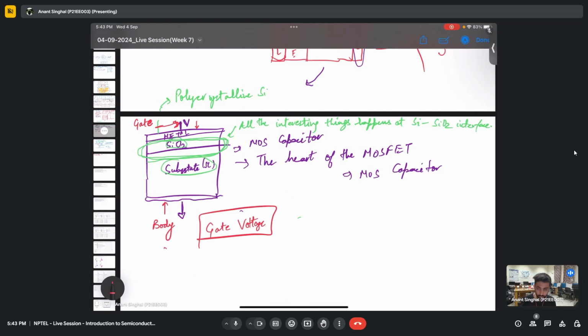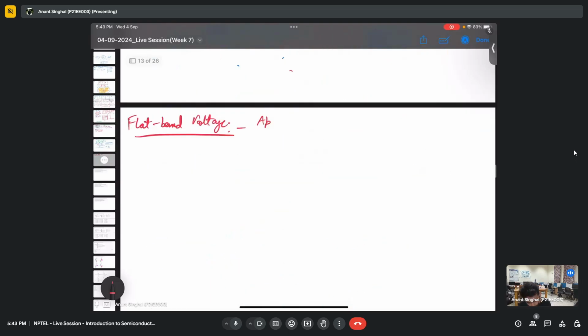These are the two terminals as of now for further analysis, and the body will always be grounded in the initial analysis. We'll talk about the body bias later in the more advanced classes, but for now the body will always be grounded, and we have the gate. So we'll be playing with the gate voltage, applying certain voltages and seeing the effect on this particular structure.